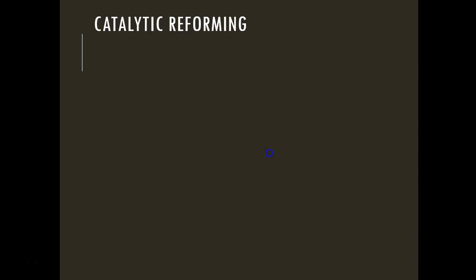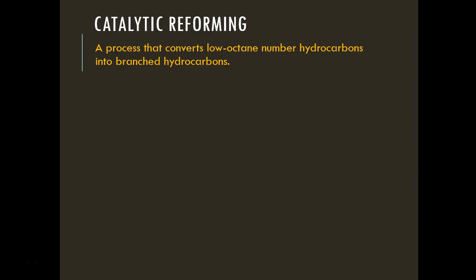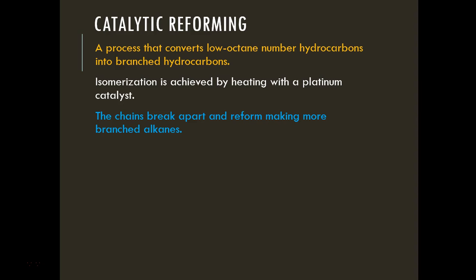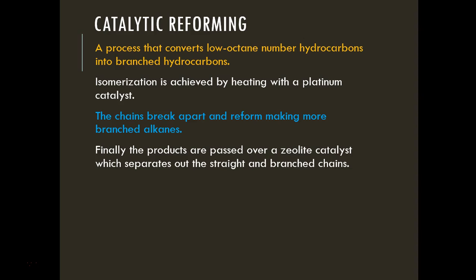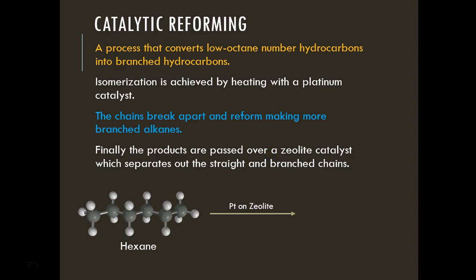All right, so catalytic reforming is a process that converts low-octane hydrocarbons, hydrocarbons with low octane numbers, into branched hydrocarbons, which increases their octane number. So this isomerization is achieved by heating with a platinum catalyst. So the chains will break apart and reform, making more branched alkanes. Finally, we pass those products over a zeolite, which will separate out the straight and branched chains.